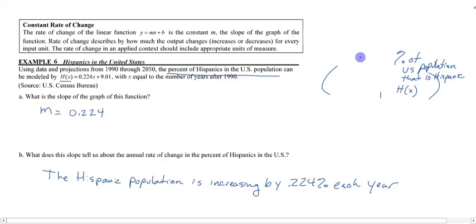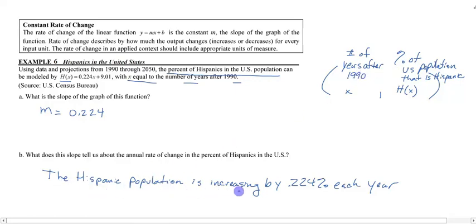Okay, and the x part is the number of years after 1990. So the number of years after 1990. So we need to go back here.